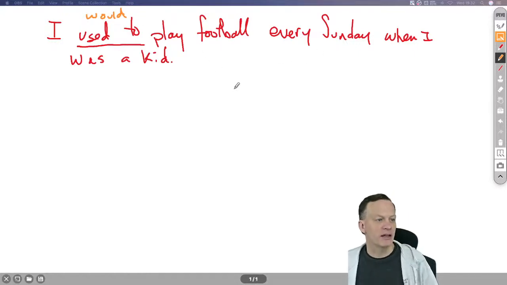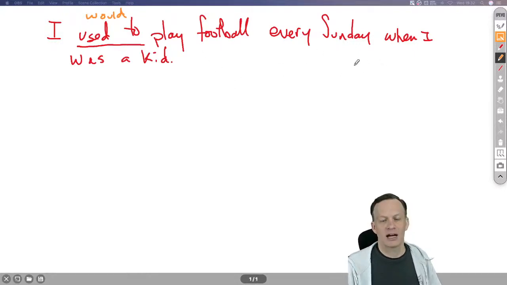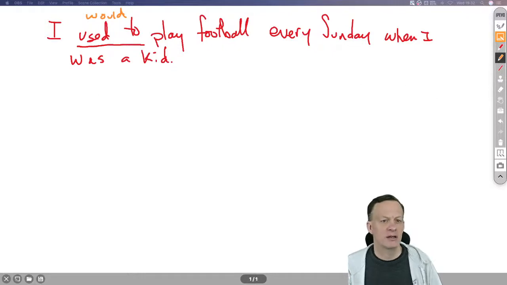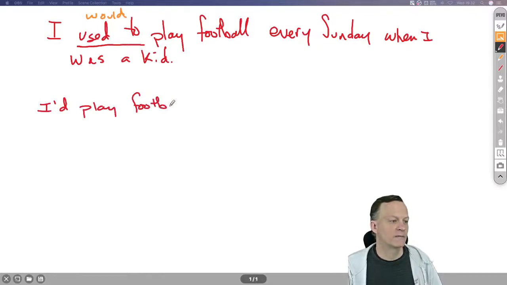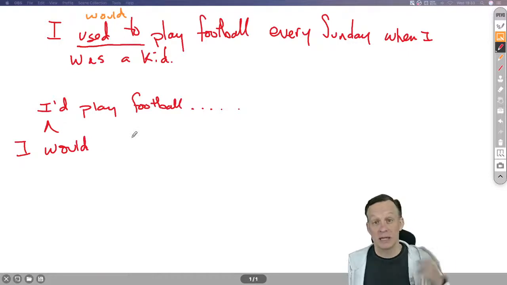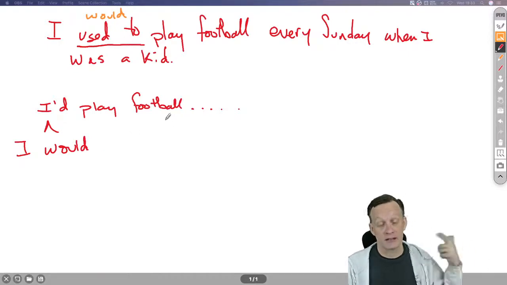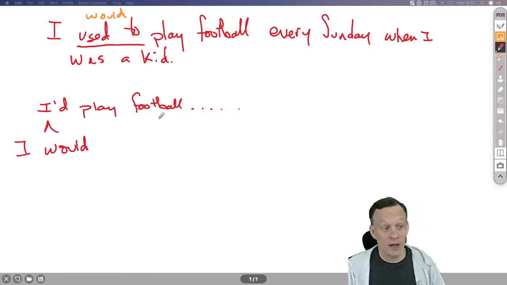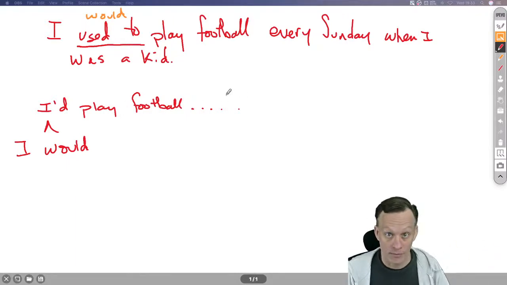I would play football every Sunday when I was a kid. I'd play football every Sunday when I was a kid. In fact, it rolls off the tongue when you use the contraction, yeah? I'd play football every Sunday when I was a kid. And this here is I would. And here we're talking about a repeated action in the past, a habit. Yeah? I'd read the paper and then I'd go for a swim. Yeah?